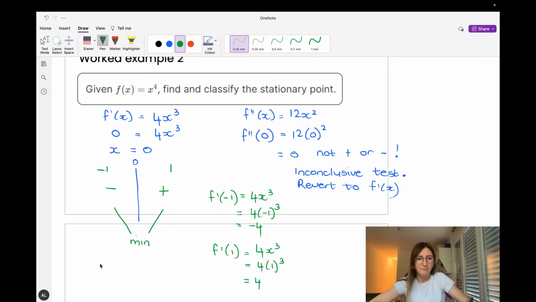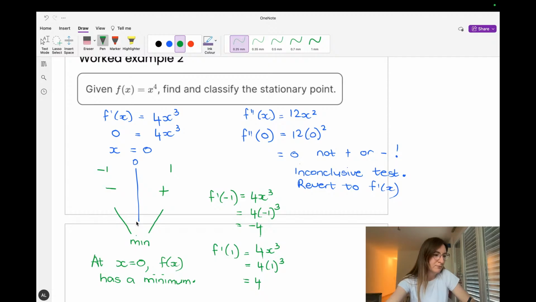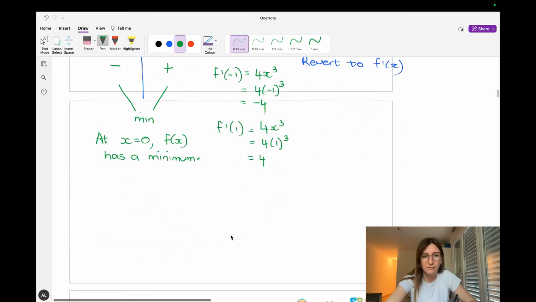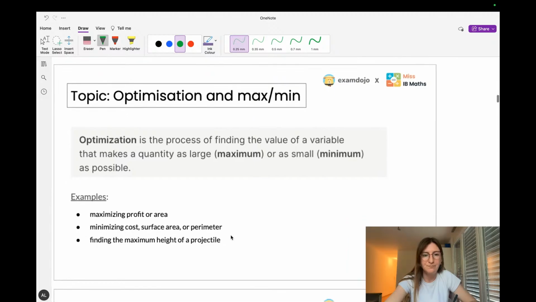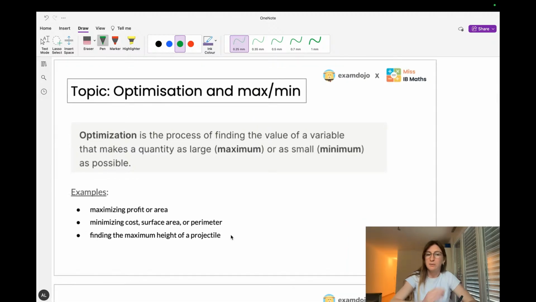So now we know at x equals 0, f of x has a minimum, which we unfortunately couldn't find from the second derivative test. So we had to go back to the first and do a sign table. All right, so let's start optimization. That will be using maximum and minimum as well, which is why I put them together.